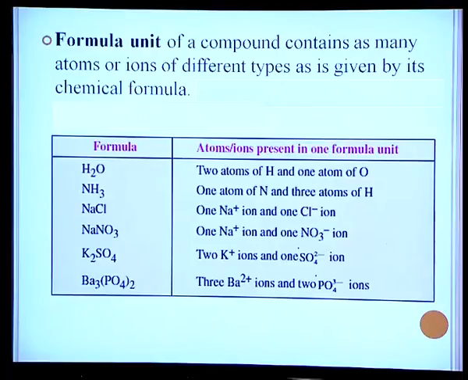Atoms or ions of different types are given here as chemical formula. The following example would clarify the concept. You can simply say this is H2O: 2 atoms of H and 1 atom of oxygen. NH3: 1 atom of N, 3 atoms of hydrogen. NaCl: 1 ion of Na+ and 1 ion of Cl-. Similarly, NaNO3: 1 ion of Na+ and 1 ion of NO3-. K2SO4: 2 K+ ions and 1 SO4 ion. Ba3(PO4)2: 3 Ba ions and 2 phosphate ions.